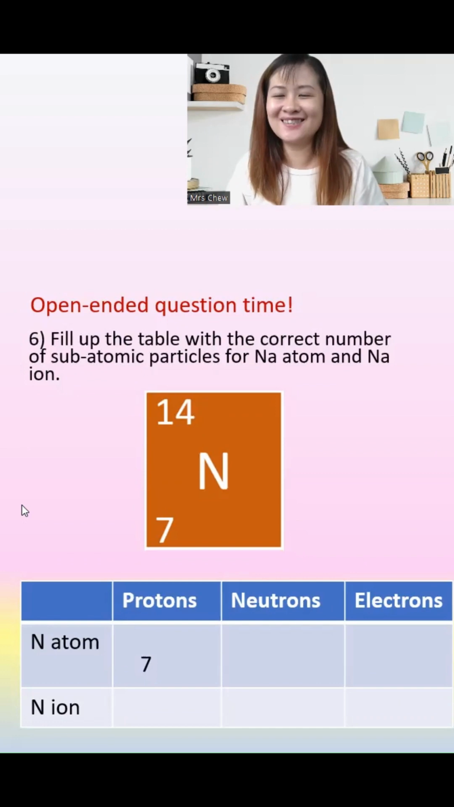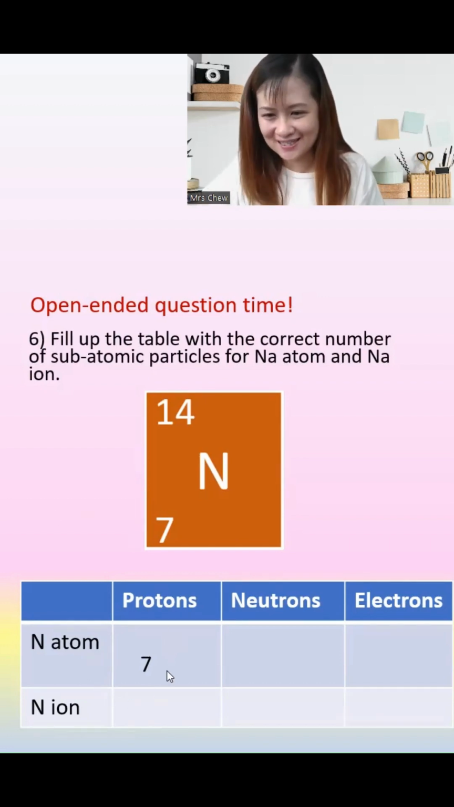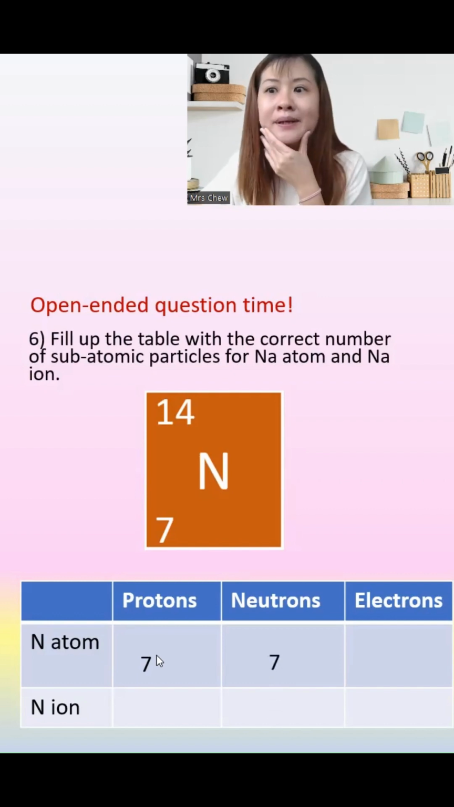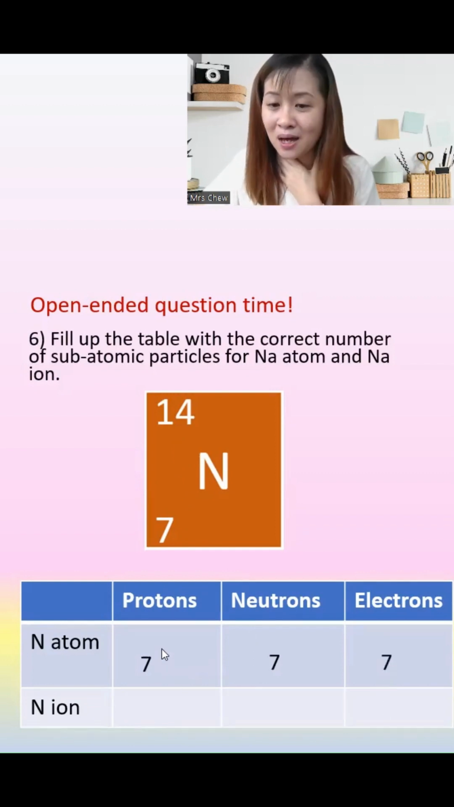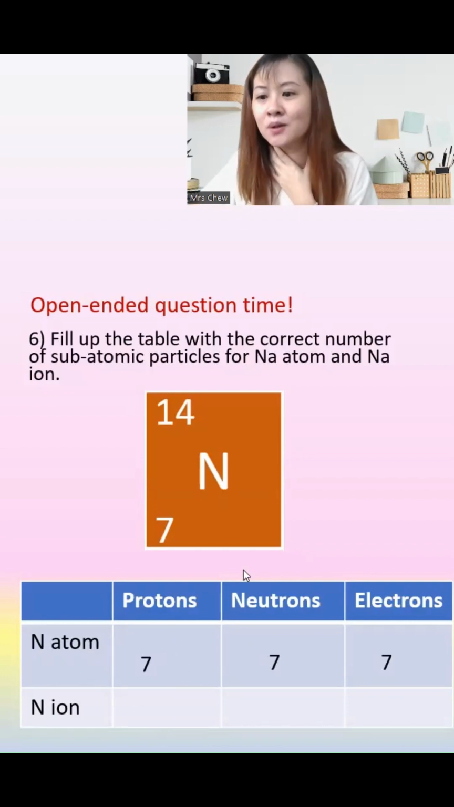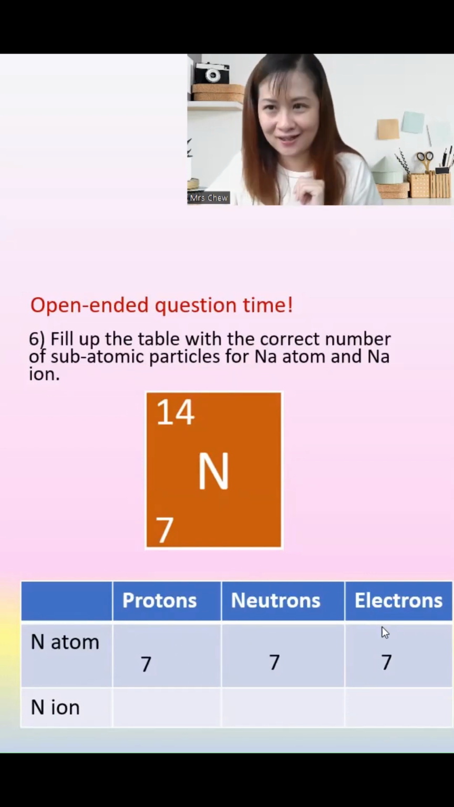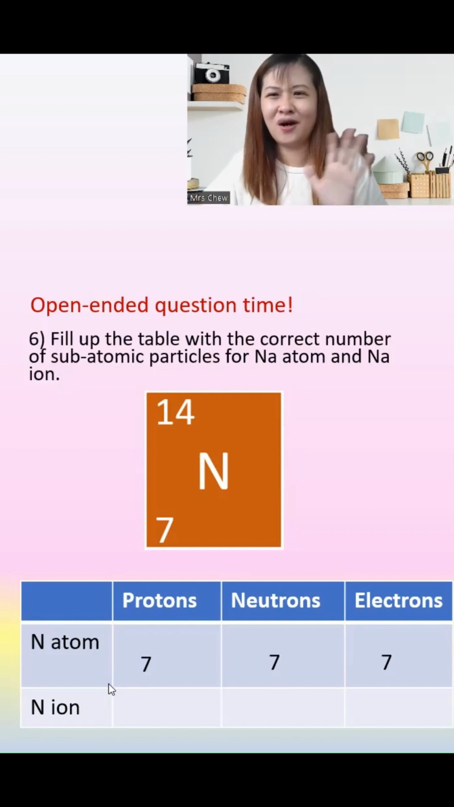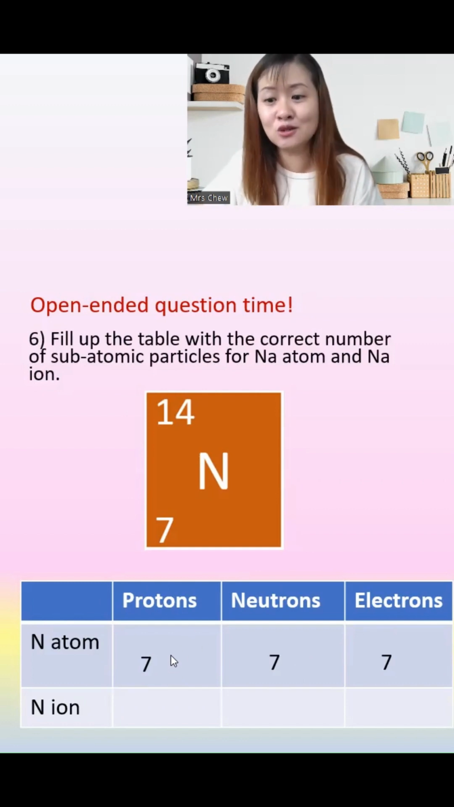So now let's do the same practice with a non-metal atom, nitrogen. All right. So the number of protons, yes, is 7. Let's take a look at the atomic number and pull it down. The number of protons is 7. The number of neutrons also happens to be 7 because 14 minus 7 is 7. And the number of electrons is, yes, 7 as well because the number of protons equals the number of electrons for an atom. For an ion, no, it's not the case, but yes, the number of protons still remains the same. Neutrons still remain the same.